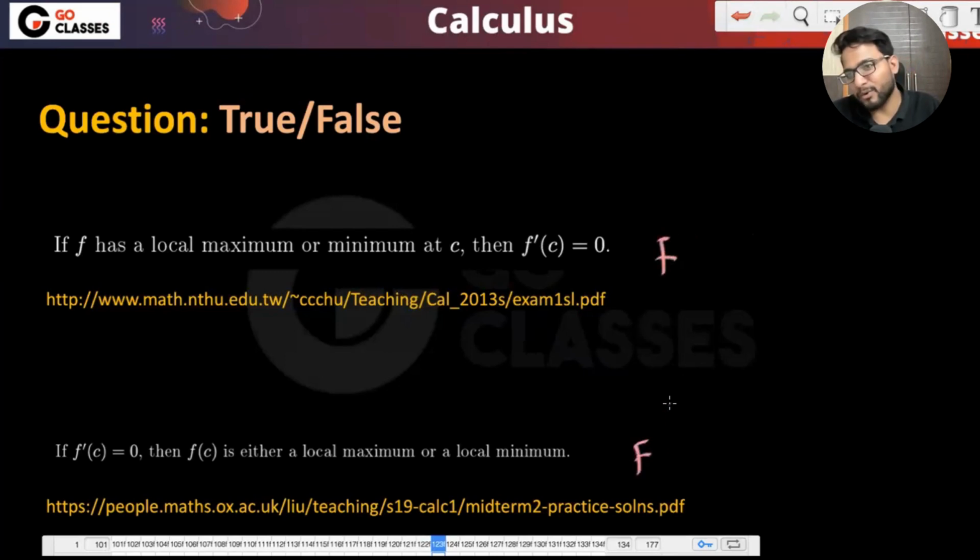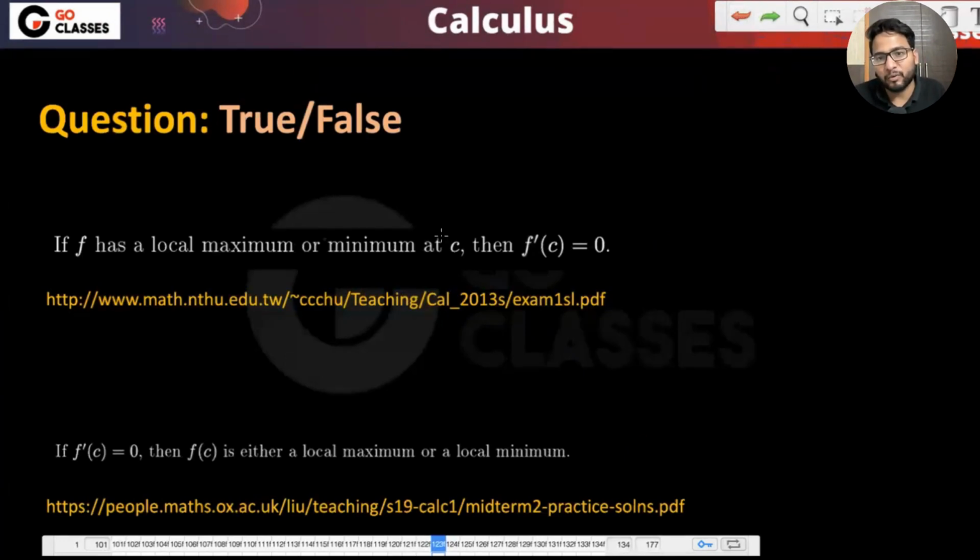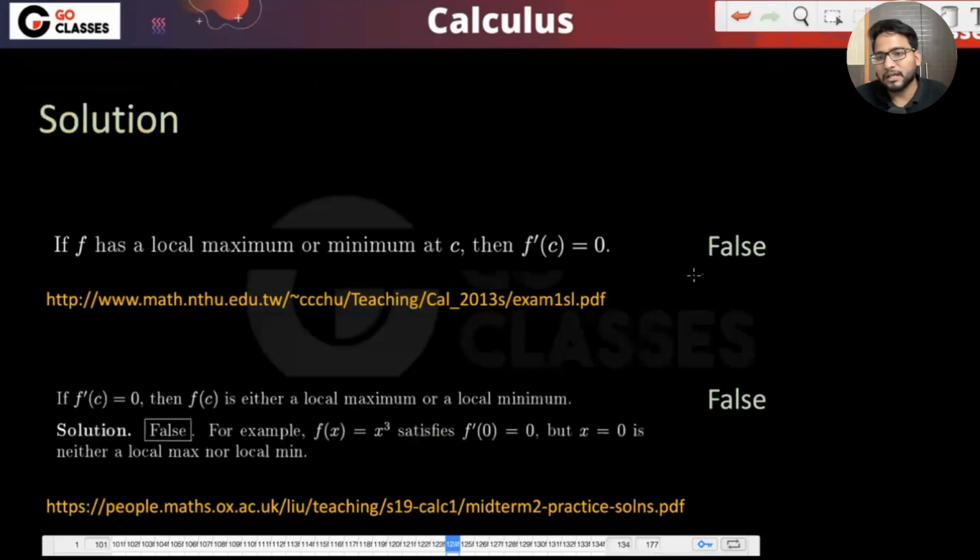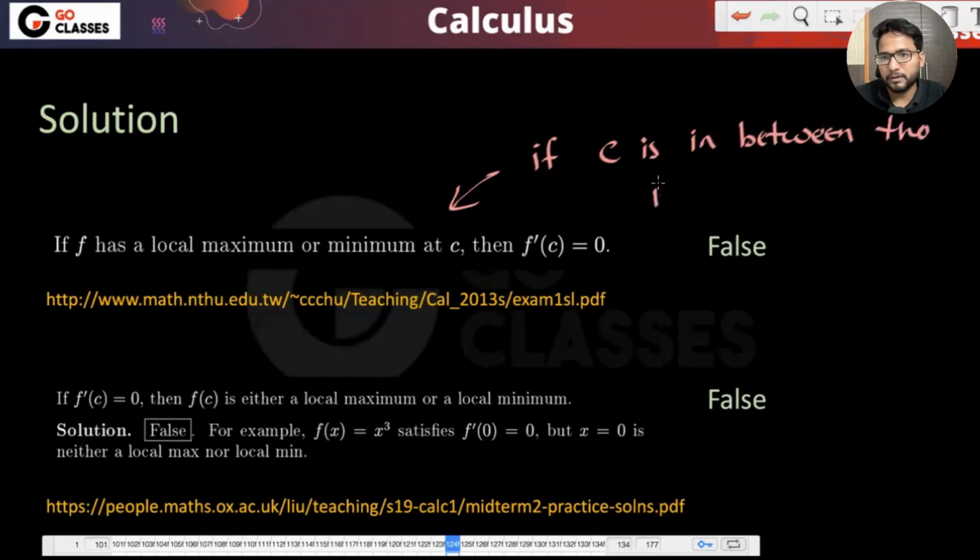You are right, it has to be true, but the only reason is that the c, whatever we are talking about, could be the last point of the interval. And then f dash c may not even be defined. Which means if c is in between the interval, then it's fine. Otherwise, both are false. Okay. If it is between the interval, you are right. So if c is in between the interval, then true.